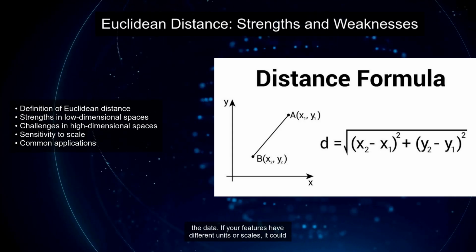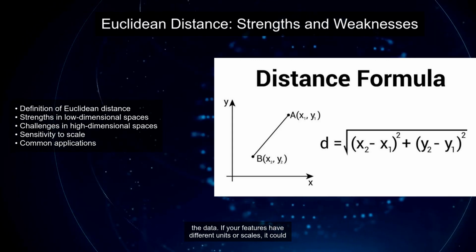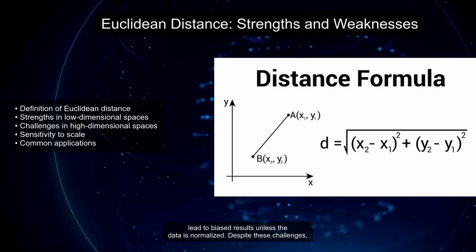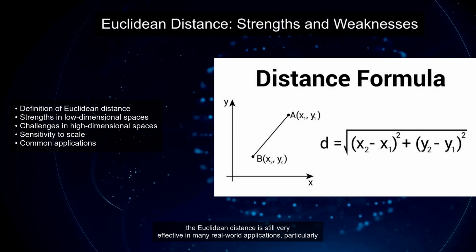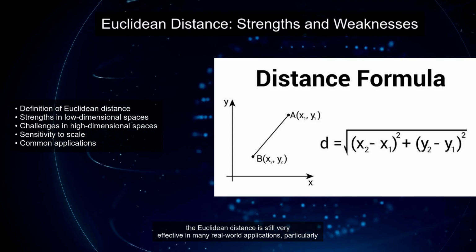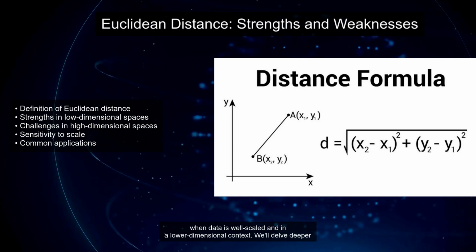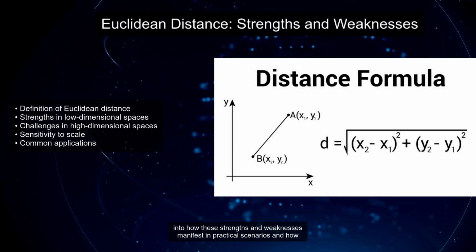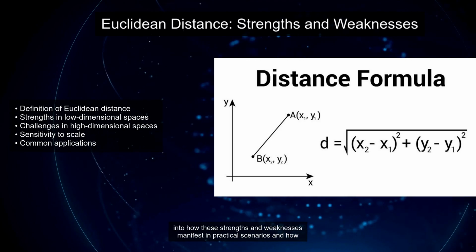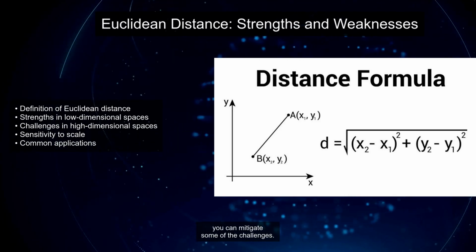Additionally, Euclidean distance is sensitive to the scale of the data. If your features have different units or scales, it could lead to biased results unless the data is normalized. Despite these challenges, the Euclidean distance is still very effective in many real-world applications, particularly when data is well-scaled and in a lower dimensional context. We'll delve deeper into how these strengths and weaknesses manifest in practical scenarios and how you can mitigate some of the challenges.